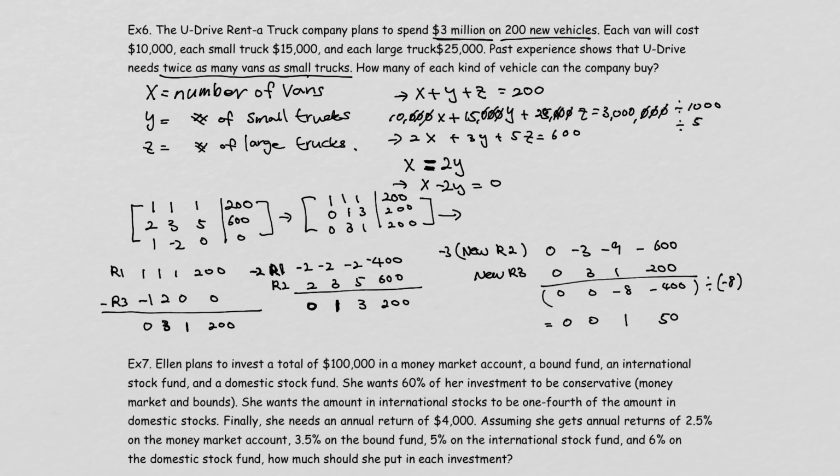So now my solution row 3 is changed. It was 1, 1, 1, 200, and it was given 0, 1, 3, 200. And then this is the solution row, right?